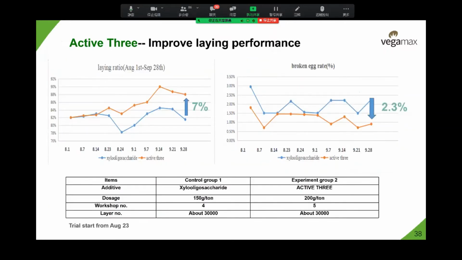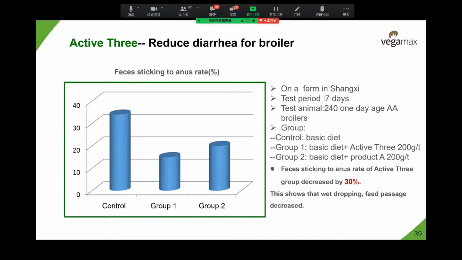Also, another trial on layers with Oct.25 at 200 grams per ton, compared with xylo-oligosaccharide at a dose of 150 grams. The laying rate is 7% higher than the control group, and the broken egg rate decreased by 2.3. Also, Oct.25 can reduce diarrhea in broilers. On a farm from Shanxi province with Oct.25 at 200 grams per ton, compared with the control group, the feces sticking to the anus rate of the Oct.25 group decreased by 30%. This shows that the wet droppings and feed passage decreased.